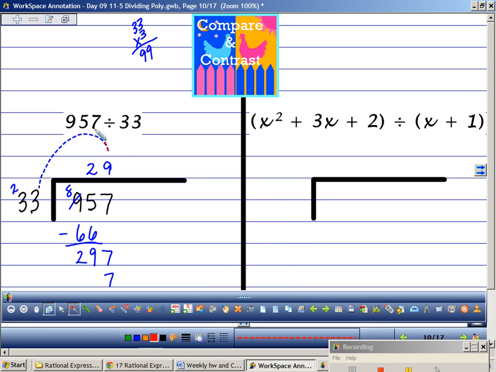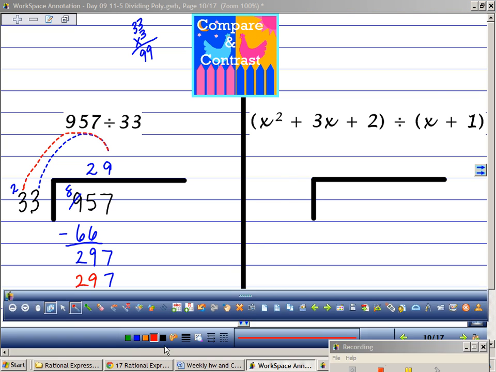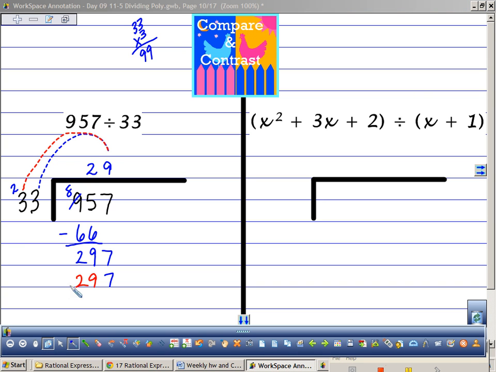All right, and 9 times, now I'm going to do the tens place. Nine times 3 is 27, plus the 2, 29. I did it again. So now we just have to draw the line, change the sign. Draw the line, change the sign, 0. So 957 divided by 33 is 29.